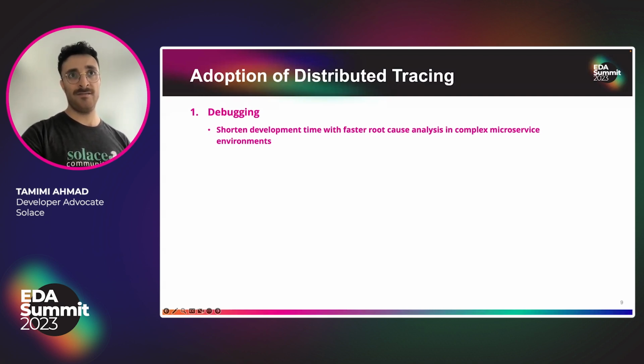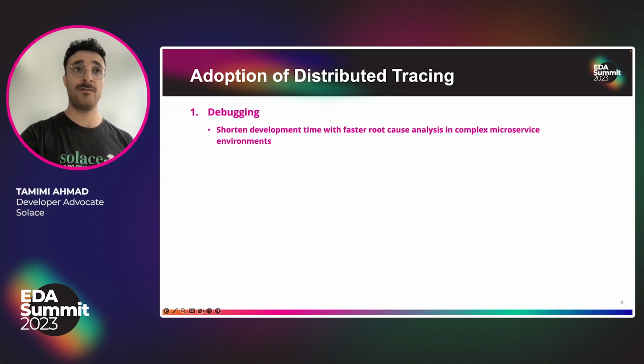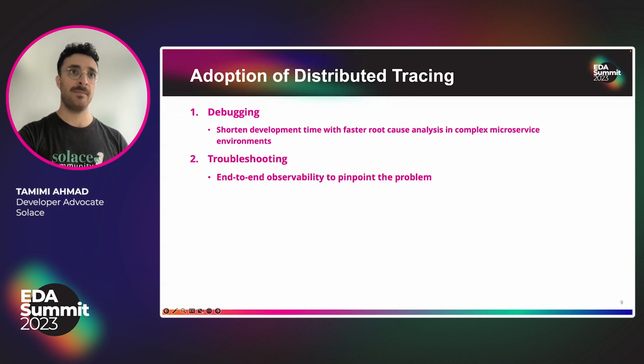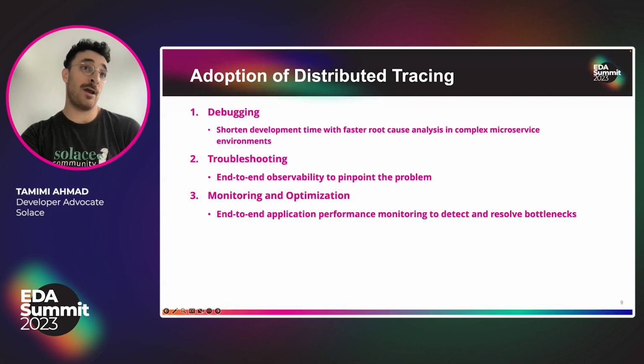First of all, it shortens the development time with faster root cause analysis. If you have a complex microservice environment and some problems happen, you want to figure out the root cause of the problem. So the first advantage is debugging. Second is troubleshooting. When you have a distributed tracing strategy in a complex distributed system, you can have end-to-end observability to pinpoint a problem. Third, monitoring and optimization: end-to-end application performance monitoring to detect and resolve bottlenecks.